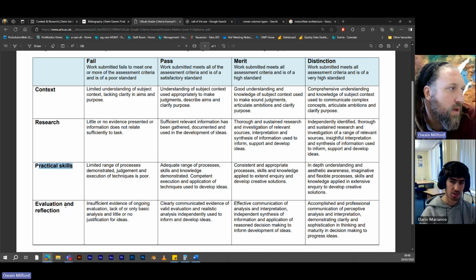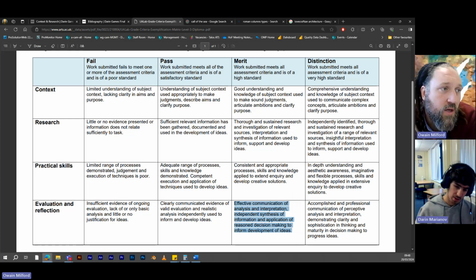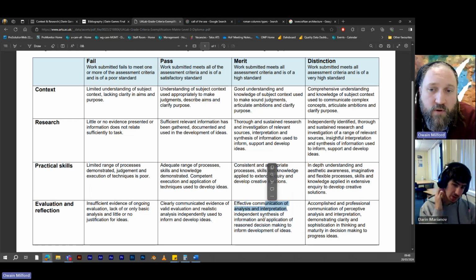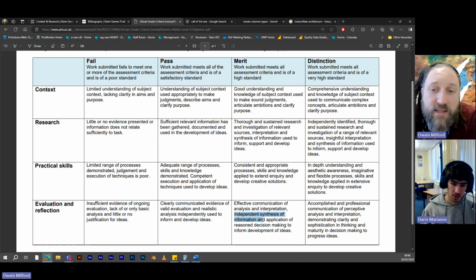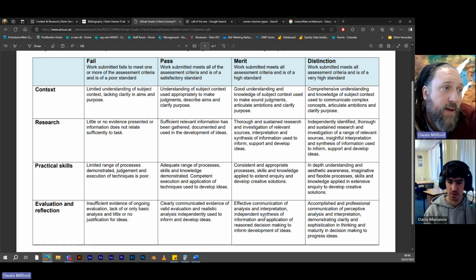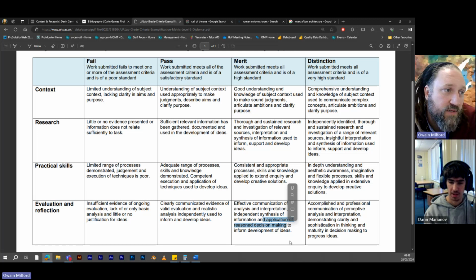Okay. And then evaluation and reflection. I think actually, Darren, at the moment, you're probably sitting more in this area here already. So effective communication of analysis and interpretation. That's definitely going on. You've got really good reflection so far. Independent synthesis of information, I can see that beginning to happen. And I can see the application of reasoned decision making as well. Again, to secure that, follow up on what myself and Fraser have fed back today and when he did the feedback for you previously, and that will secure it into that merit.